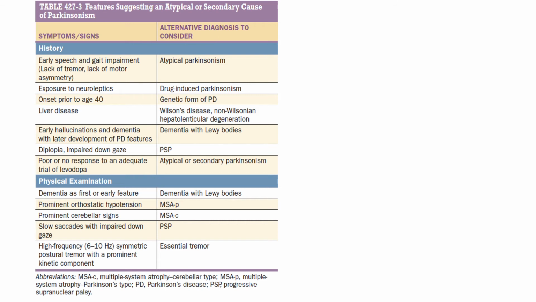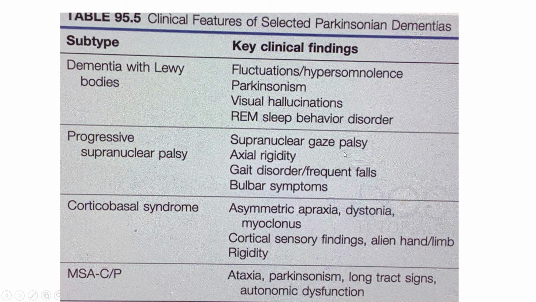There may be associated early hallucinations and dementia with later development of Parkinson's disease; this is nothing but dementia with Lewy bodies. Diplopia or impaired down gaze with Parkinsonism suggests a diagnosis of progressive supranuclear palsy, while a poor or no response to an adequate trial of levodopa would suggest an atypical secondary Parkinsonism. Okay, so these are the key four atypical Parkinsonism disorders.